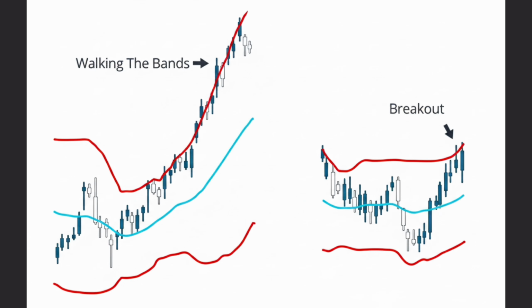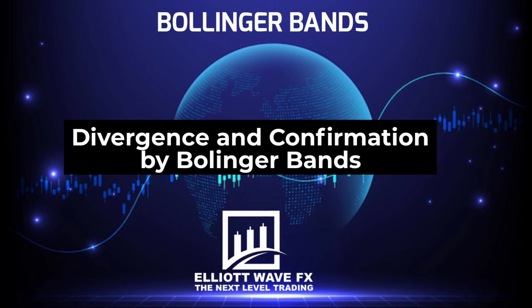A close above the upper band suggests a strong bullish move, while a close below the lower band suggests a strong bearish move. Traders typically wait for confirmation, such as strong volume, before entering a trend-following trade. Breakouts are volatility signals, not guaranteed trade entries, hence confirmation is key.